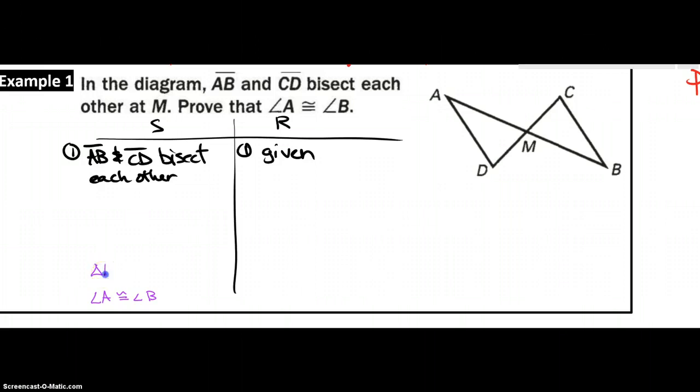So triangle AMD congruent to triangle BMC. Do you have to do it in that order? No, as long as they match up. So because we want the angles congruent, we have to have the triangles congruent.